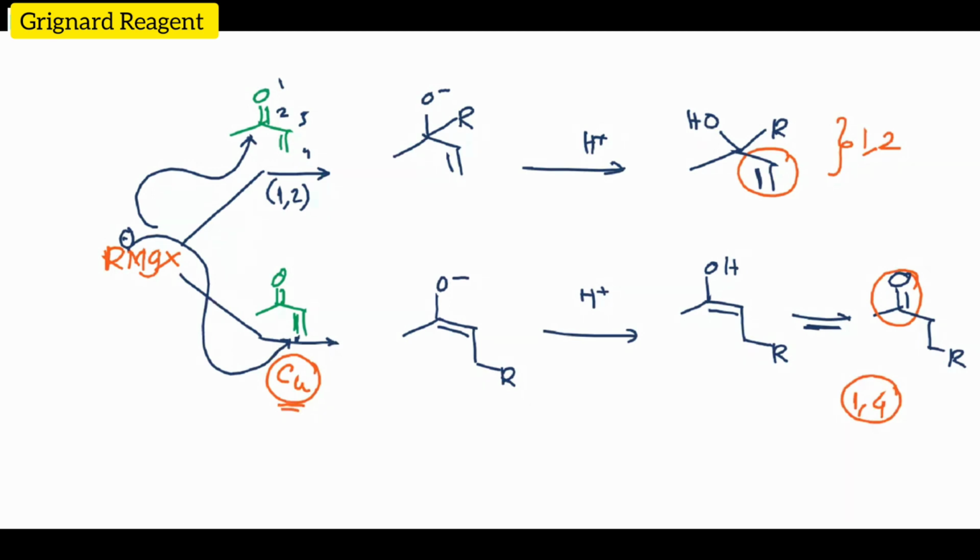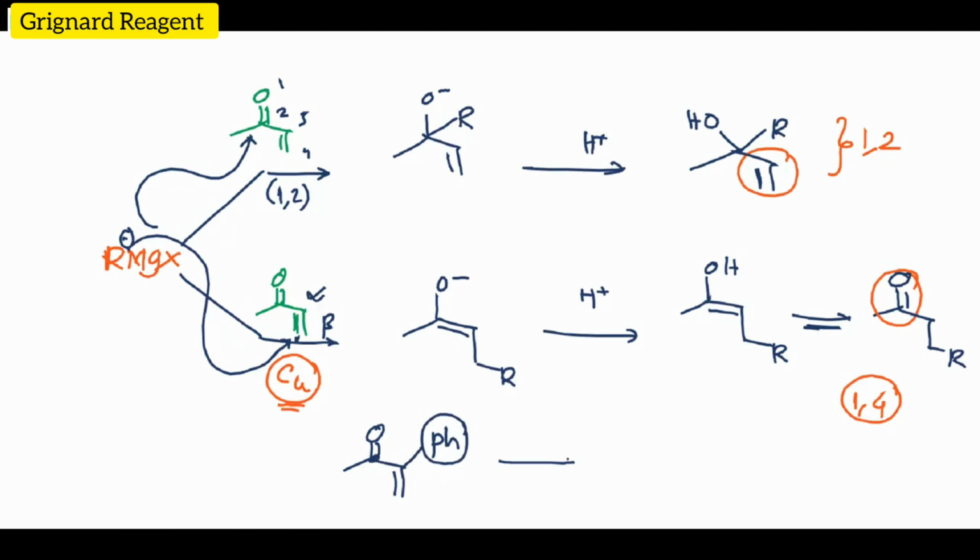Now the second point: if there is crowding at the alpha position. What is the alpha position? The alpha position is this one. This is alpha and this is beta. If there is crowding at alpha, for example a phenyl ring, this phenyl ring makes crowding at the C2 center. That means it is very difficult for the nucleophile to approach the second position.